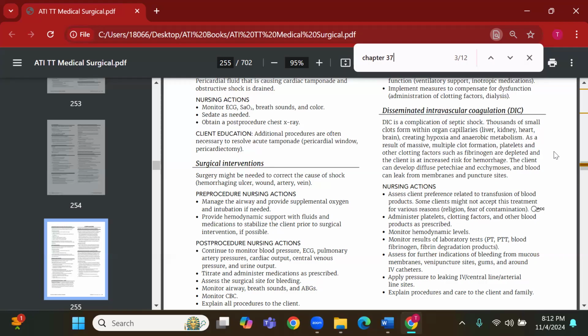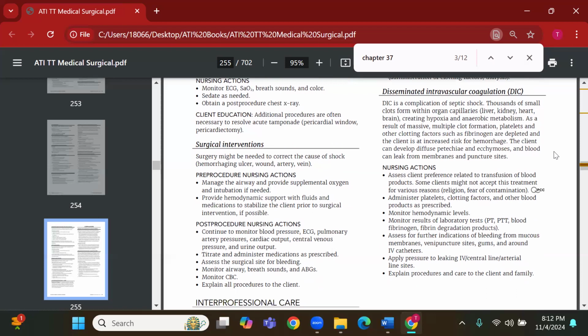Client can develop diffuse petechiae, ecchymosis, and blood can leak from the membranes in the puncture site. So when our blood gets too thin, the vessel can't hold it anymore and it leaks out of everywhere, just everywhere. So let's look at our nursing actions. Assess the client preference related to transfusion of the blood products. Some clients might not accept this treatment for religious reasons or fear of contamination.